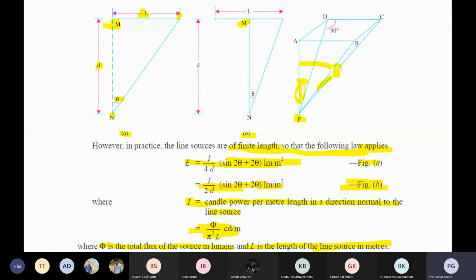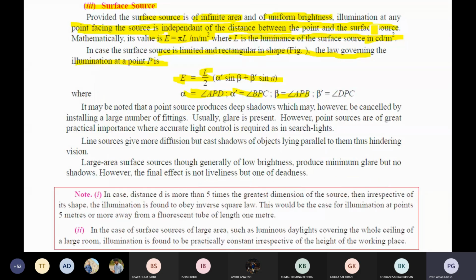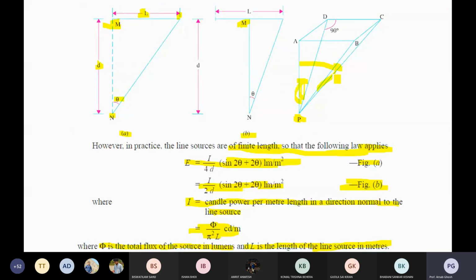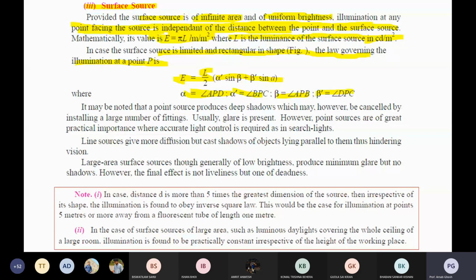It may be noted that a point source produces deep shadows, which may however be cancelled by installation of a large number of fittings. Usually glare is present. However, point sources are of great practical importance where actual light control is required, as in searchlights. That is why we use point sources. From this figure you can see, if you are using point source P, it will expand more, with the angles.